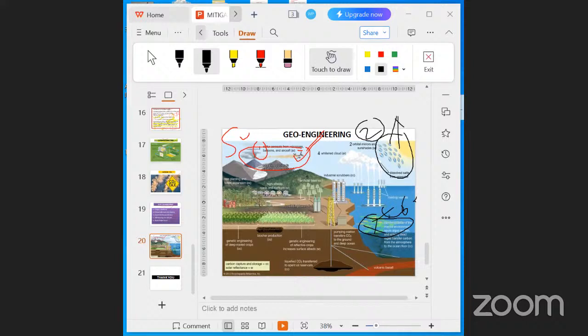Next one is the fourth one. Where is the fourth one? Here, this one: whitening the clouds. How can you whiten the clouds? How is it possible? You see here, normally you can take seawater. Seawater contains a lot of salt. All of you know about that, right? Which is white in color, right?